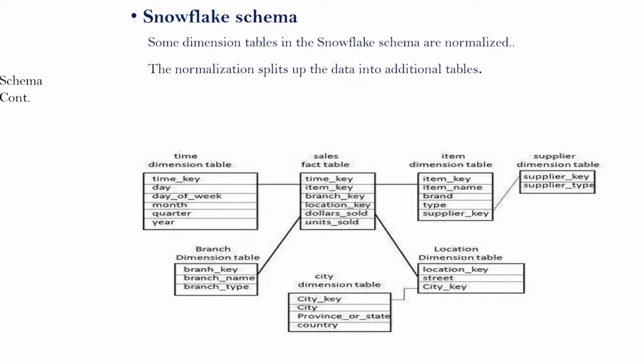So this supplier is a dimension table for the item table, and the item table itself is a dimension for the sales table. So again I'll say, item is a dimension table for sales and a fact table for supplier. So coming back to the first line, if dimensions are further normalized, that is called a snowflake schema.